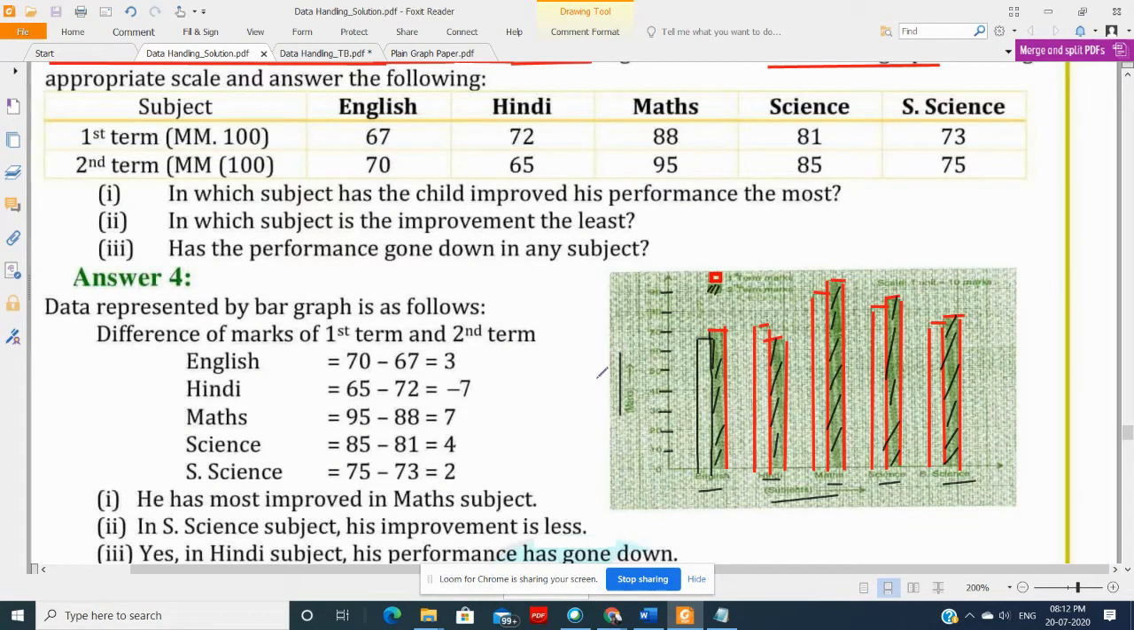Now, let's start plotting. English is 67, so you know that 60. And when you have 0 to 10, it means 1 whole centimeter is equal to 10 marks. So one single small box we can call one single unit. I'll just write it down.